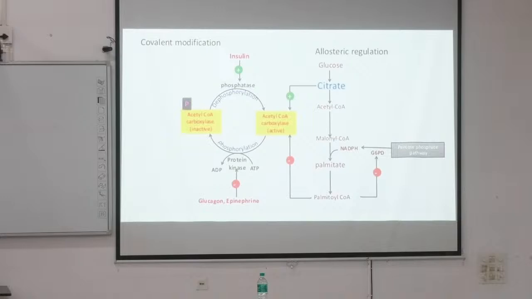Now, kindly explain, anyone explain, what do you mean by allosteric and covalent modification? How does it differ? Is there any difference? Here it is showing covalent modification under allosteric regulation. What is the difference, I want to ask you? Anyone?